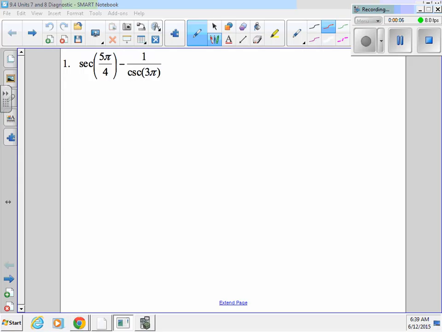Off we go. So we have secant of 5 pi over 4 minus 1 over cosecant of 3 pi. I'm just going to convert these to degrees. I think people like that a little better. Pi is 180 degrees times 5 divided by 4 is 225. You can check me on the math. Minus 1 over cosecant. 3 pi would be 3 times 180, which is 540.